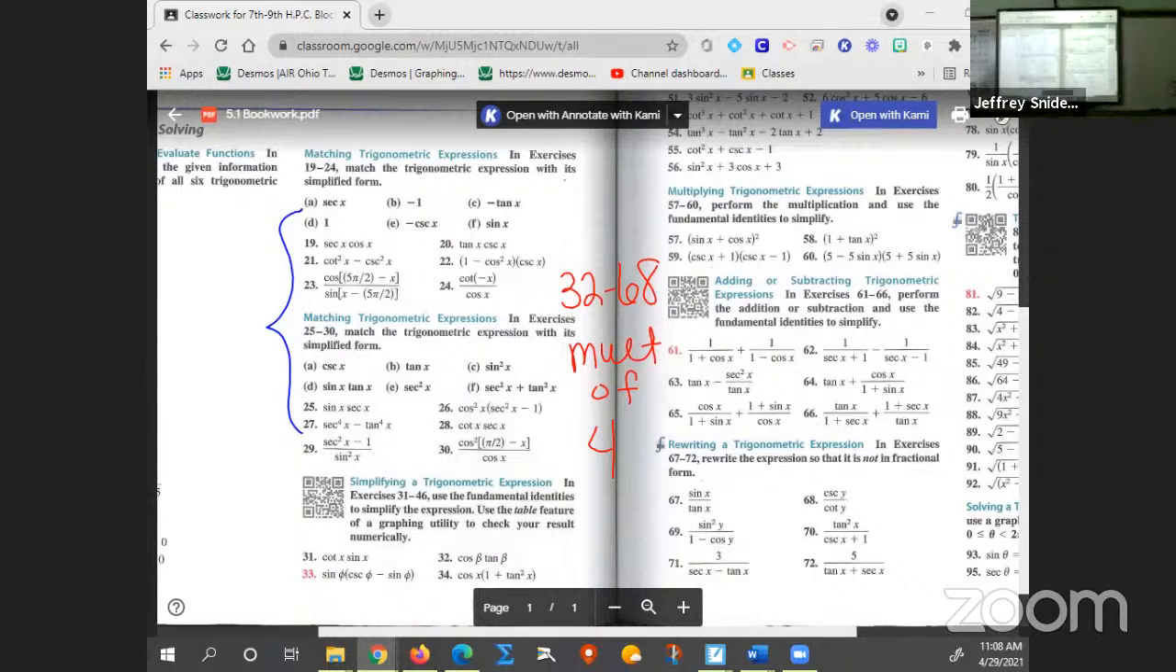Numbers 19 through 30, then 32 through 68. All Friday.